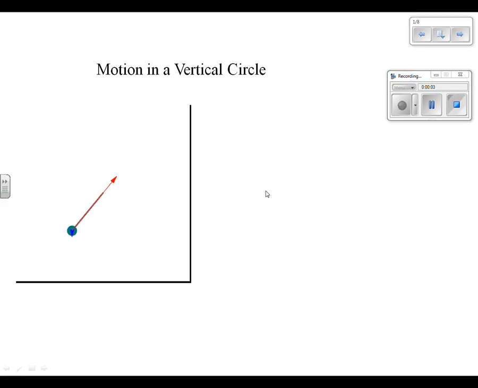Okay, well, let's begin. So, motion in a vertical circle. You can see there's a little animation on the left. Obviously, you can't draw that. But what do you think the red arrow is?